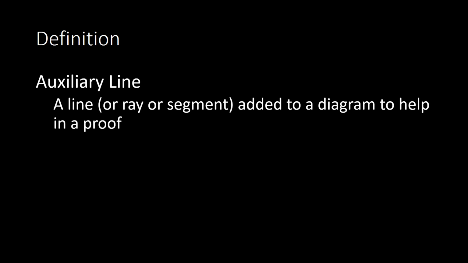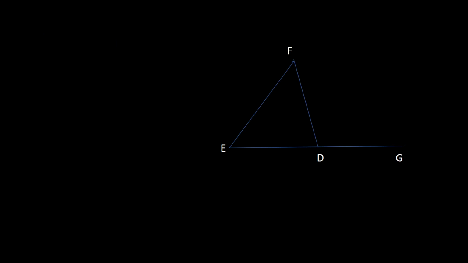And so here in this next picture, we see that we have a triangle drawn, triangle EFD. But then we extended the segment ED to get DG over here. So DG would be an auxiliary line, which is something being added to the picture in order to help prove or show something. And with this picture that we have drawn, we have different names we give to the different parts of this picture.